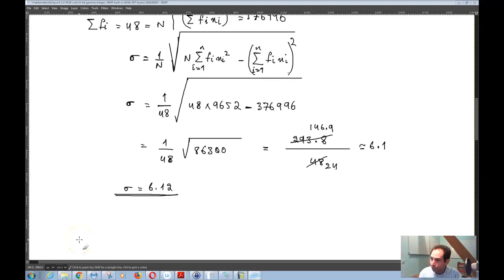So the next thing that we have here is a part that talks about the shortcut method to find variance and standard deviation. Let's see what that is.